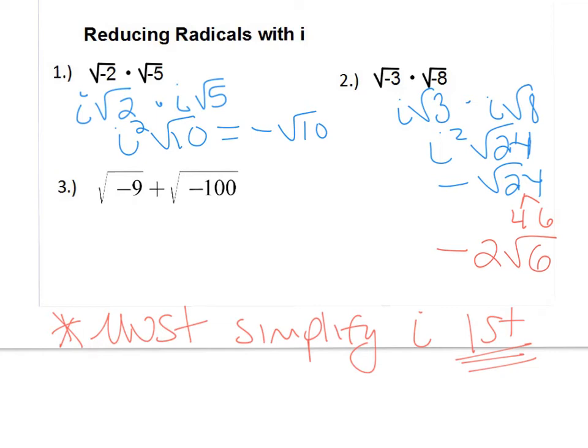Now for adding, I can't add radicals together when the radicand, or what's underneath the radical, are different. You can with multiplication combine them, but not with addition. So let's think, what is the square root of 9? Oh, that's 3. So this is 3i plus, and the square root of 100 is 10, so that's 10i because it's negative. So now I can add them together and get 13i.